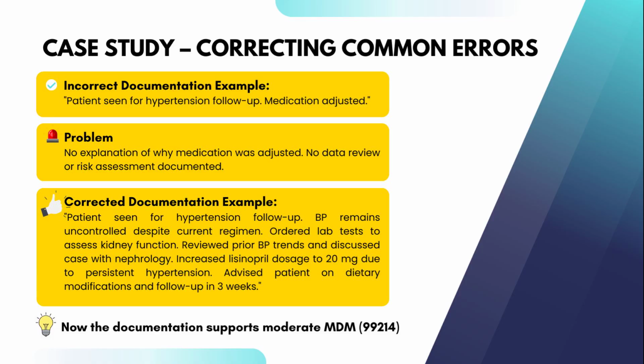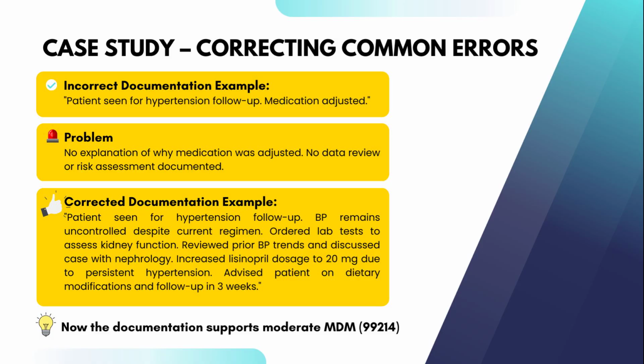Let's look at a real-world example of an incorrectly documented note versus a properly documented one. In the incorrect version, there's no mention of why medication was adjusted, no documentation of data reviewed, and no clear risk assessment. This would likely result in an undercoded visit.